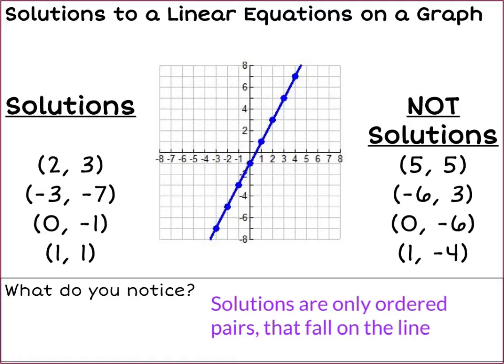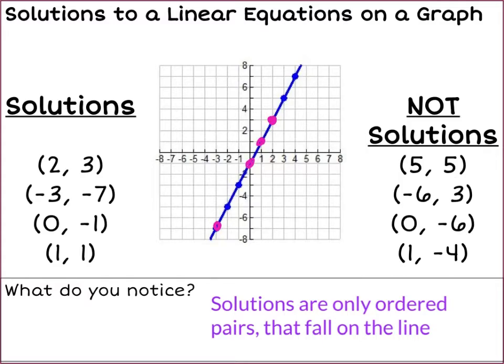Okay, hopefully you saw that solutions are only ordered pairs that fall on the line. So the solutions have to be on the linear equation in order to be solutions to that linear equation. So (2, 3) is right here, that's on the line. (-3, 7) is right here, that's going to be on the line. (0, -1), right here, that's on the line. And (1, 1), those are all on the line. So they are solutions. The numbers that are not solutions are going to not be on the line.